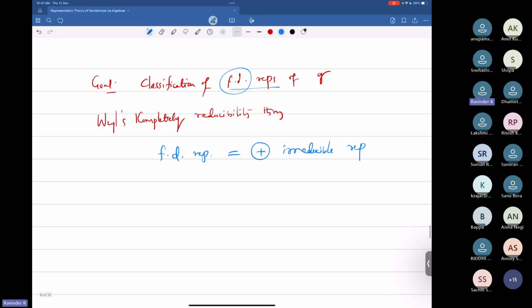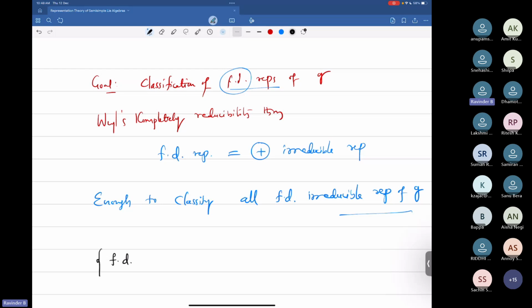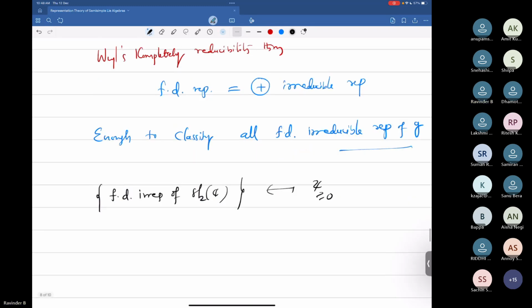And so it's enough to classify all finite dimensional irreducible representations of a semi-simple algebra. And this is where I have this SL2 picture. We did it already. Finite dimensional irreducible representations of SL2C, they are non-negative integers, that is done.